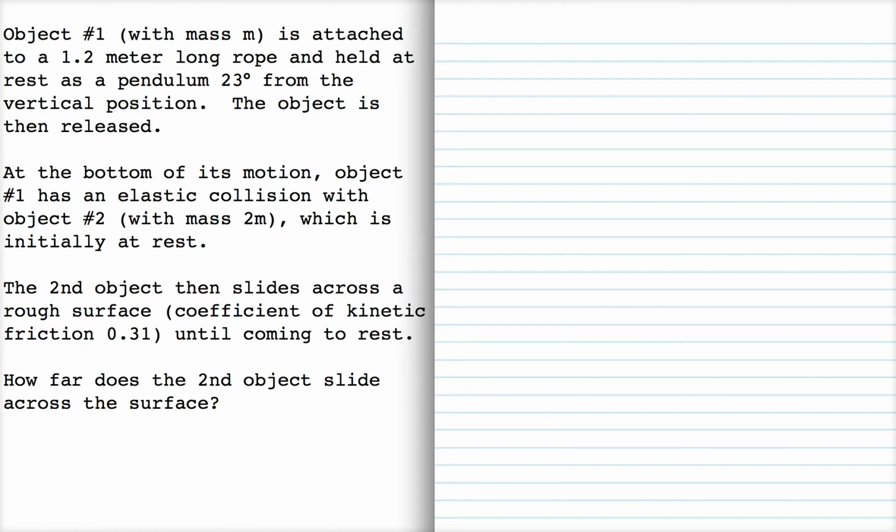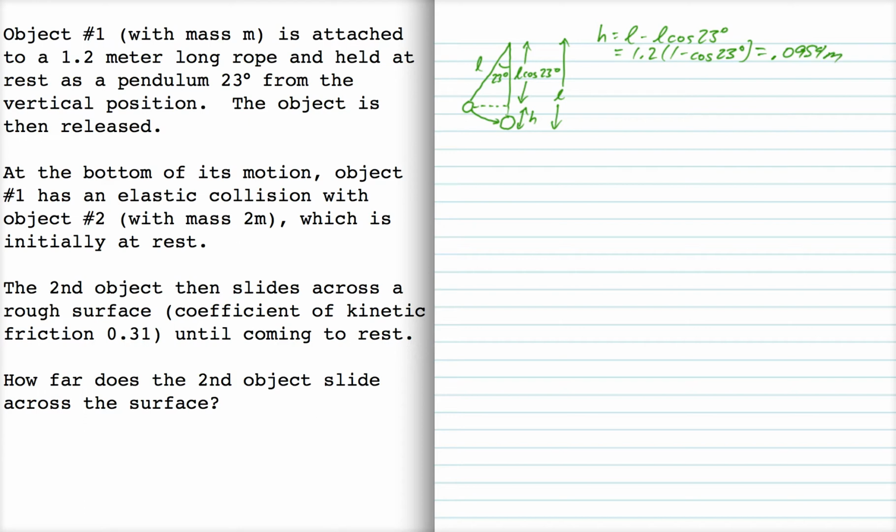In case you've forgotten how pendulums work, we have a pendulum of length L, and it is currently 23 degrees away from the vertical. So if this distance is L, and this distance is L cosine 23, and this little distance here is h, the height through which the pendulum falls as it swings, then the total length is L, so h is equal to L minus L cosine theta, or L minus L cosine 23.